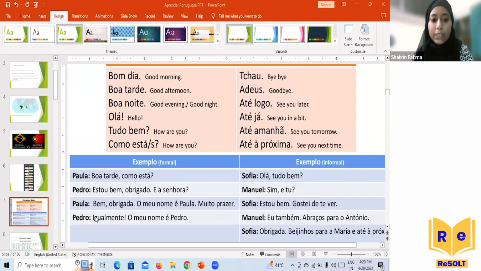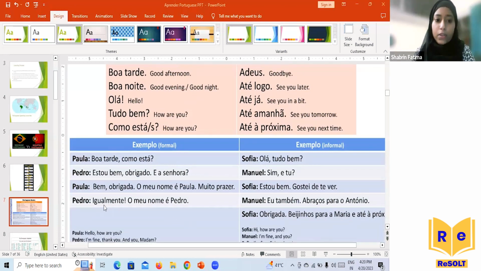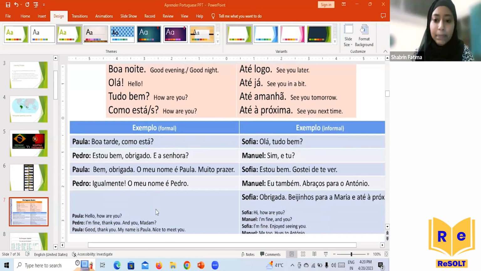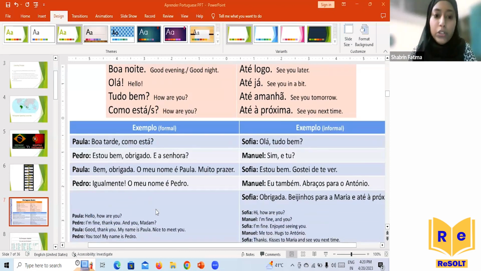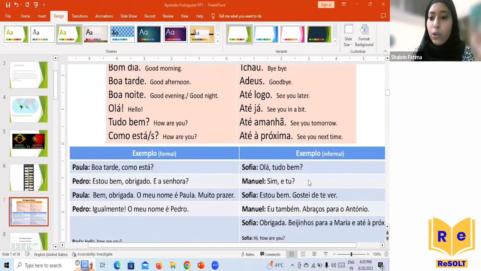Then Pedro answers, igualmente, o meu nome é Pedro. Igualmente means you too. O meu nome é Pedro means my name is Pedro. He is now responding. Now let's have a look at the informal form of basic conversation. So Sophia is saying, olá, tudo bem?